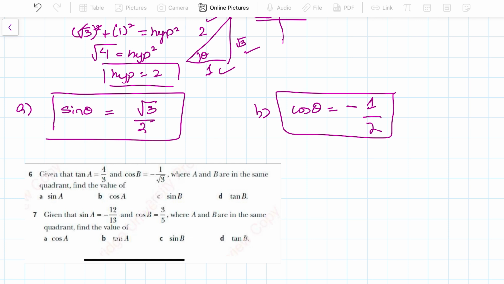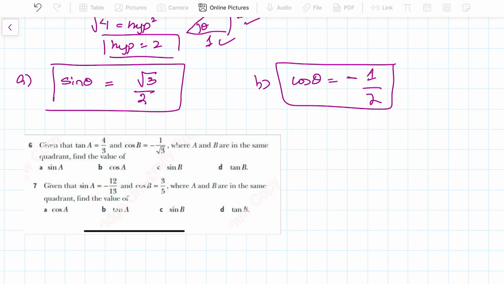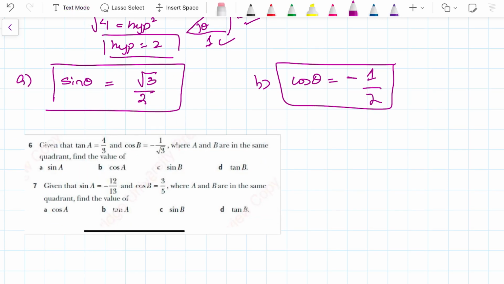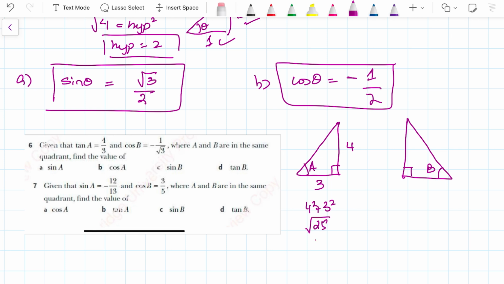Given that tan A is equal to 4 upon 3 and cos B, where A and B are in the same quadrant, find the value of sin A. Okay, so let's draw two right angle triangles with respect to A and with respect to B. Opposite upon adjacent, using Pythagoras, hypotenuse is 5. Okay, this is adjacent upon hypotenuse. Root 3 square minus 1 square, 3 minus 1 is 2, so it becomes root 2.